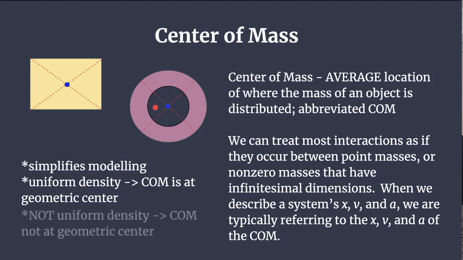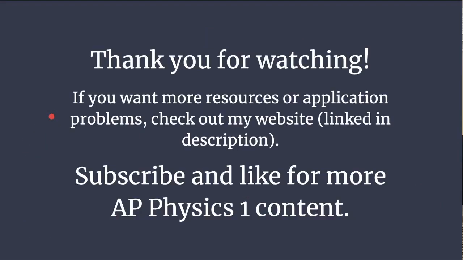If the object is not uniformly dense, the center of mass is usually not at its geometric center. Imagine a bar that is way denser on one side, like this over here. Its average mass distribution would be closer to the denser end.